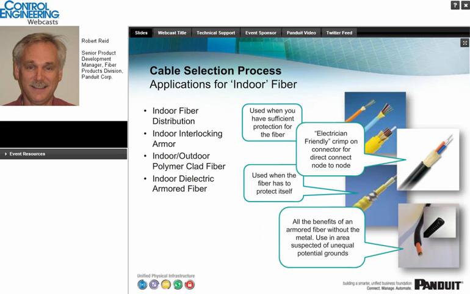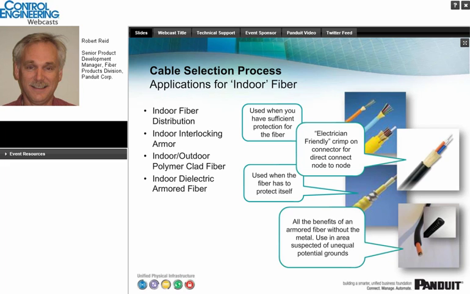And I've just created a snapshot of different cables here. These are indoor fibers for the most part. So I have 4 different types here. Indoor fiber distribution, those are the ones up at the top. Interlocking armor, that's where the cable really has to protect itself, and there's no separate pathway. The first ones, the indoor fiber distributions, would have to be laid in a pathway or pulled through a conduit.